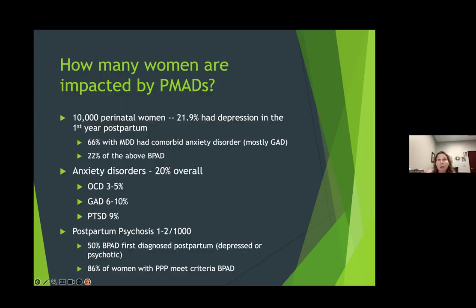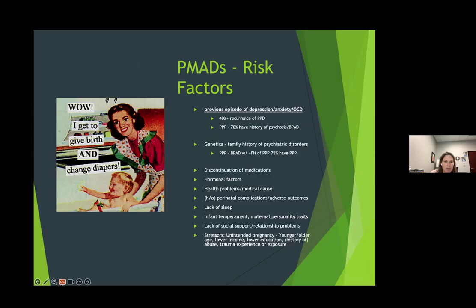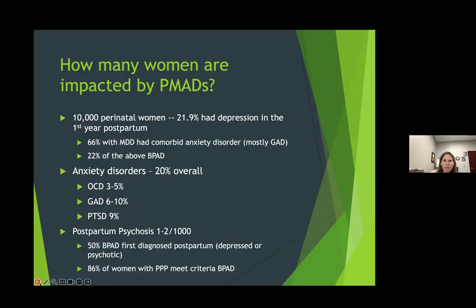In a really nice large research study not terribly long ago, a little over 20% had depression in the first year postpartum, and we're just looking at depression then. So if we think about all the anxiety disorders, that's much higher. We can see a lot of the depression has a comorbid anxiety disorder, and a good chunk of that depression is actually a bipolar illness. The anxiety disorders are also very common, 20% overall, and this is a combo of the ones that I'm going to emphasize as most common.